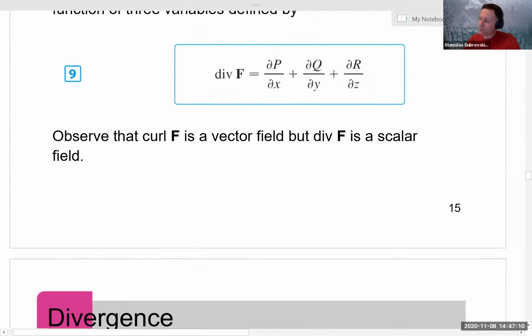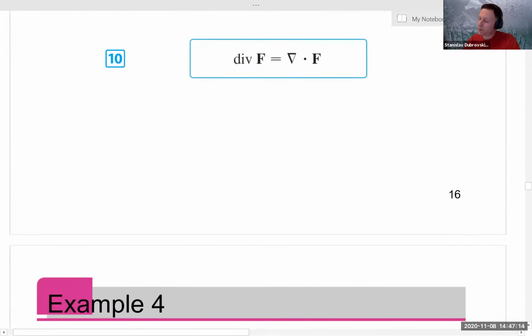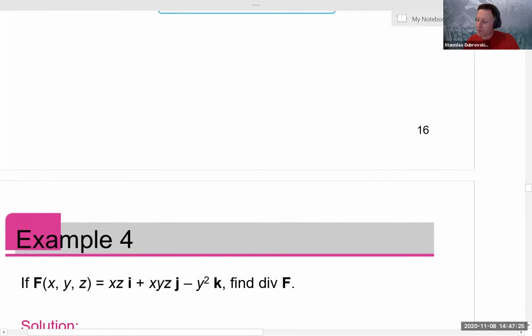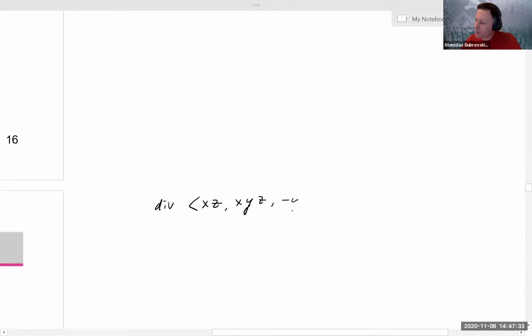So let's take a look at the example. What if we have the same exact vector field? Now we want to find divergence. So we'll get a function. So xz, xyz, minus y squared. Okay, let's take divergence of xz, xyz, minus y squared.